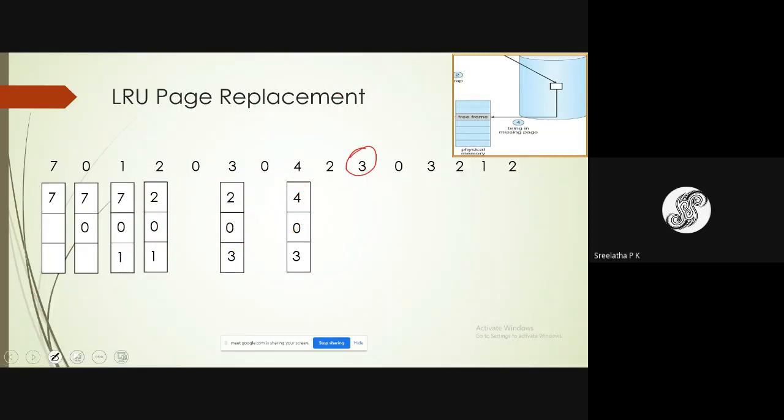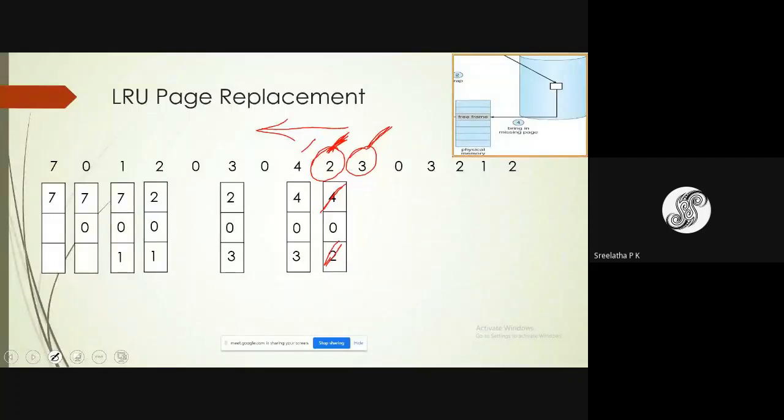Page 2 is required now, it is not available. So page 3 is selected as the victim page and page 2 is swapped in here. Now page 3 is required, it is not available. Check the recently used pages. Page 2 was used recently, so block it. Next, page 4 was used, and hence block page 4 also.